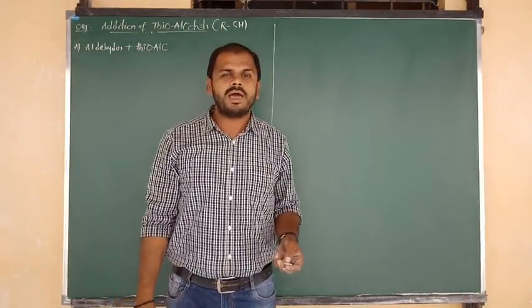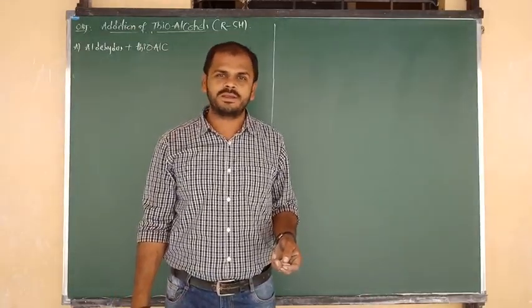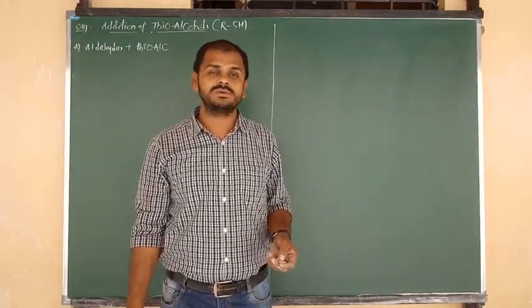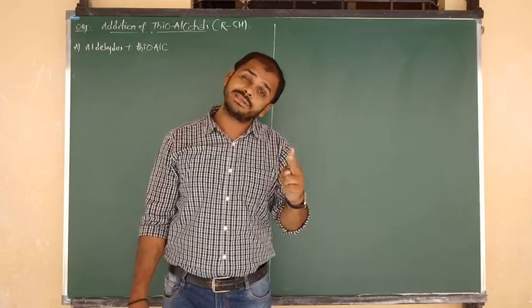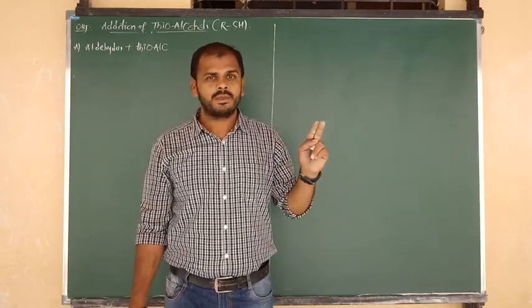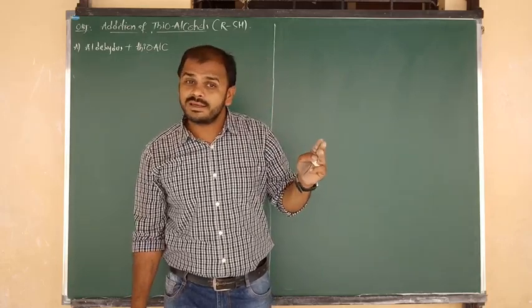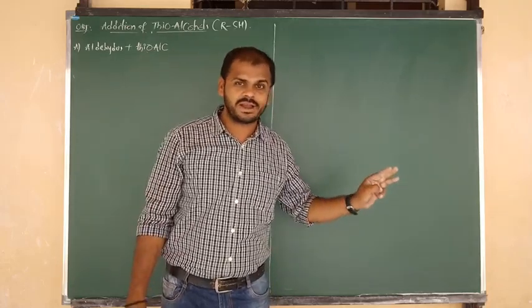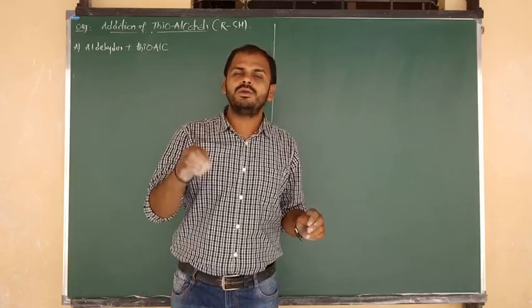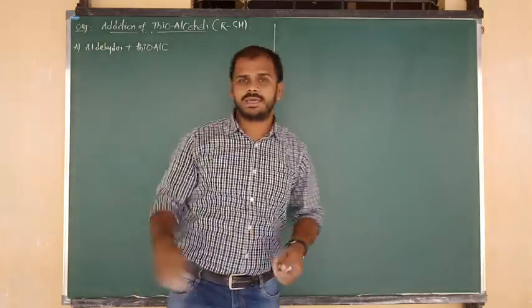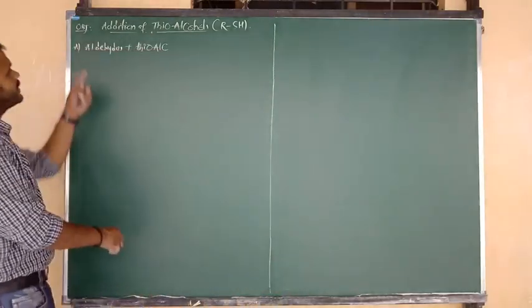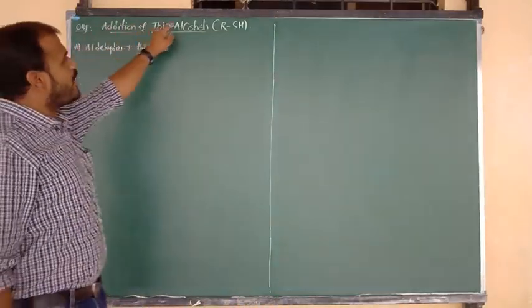So up to now we have studied two types of chemical properties of aldehydes and ketones. Number one, nucleophilic addition. Number two, nucleophilic addition and eliminations. And number three is reduction reactions that I am going to start now. But before that, in nucleophilic addition and elimination, one more small objective reaction is there. That is nothing but the addition of thioalcohol.